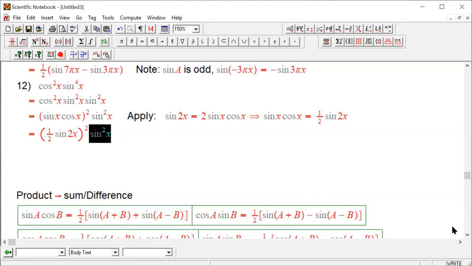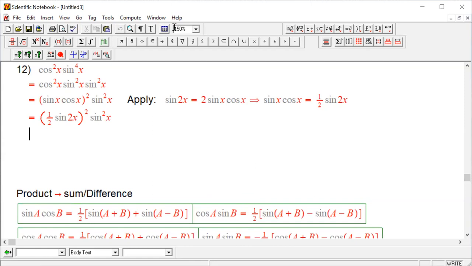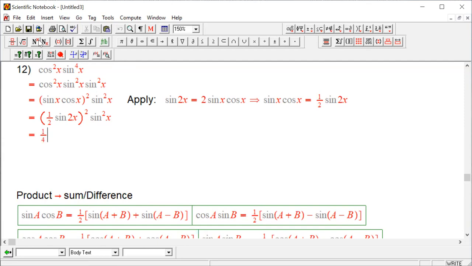Well, for sine square x, I'm going to use a double angle formula, but we're going to do it just a little bit later, because we're going to do that substitution together. Equals, so now we've got a quarter sine square of 2x multiply sine square of x.